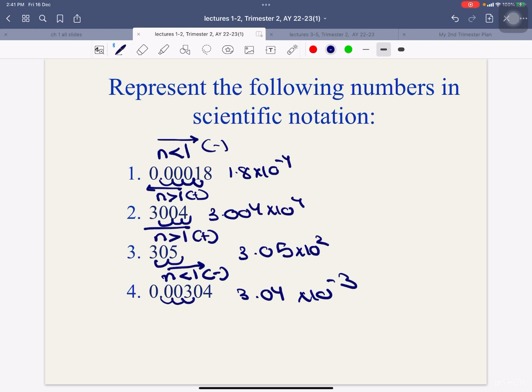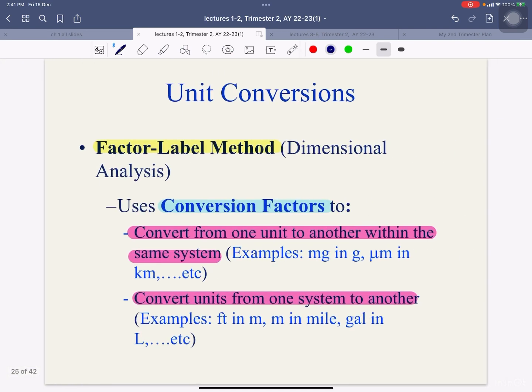Nice. So this is the way, and this way we can analyze the number before writing it, then check that what we wrote here agrees with what we have in the scientific notation. After that we have unit conversion. Here, what do we have? The conversions.